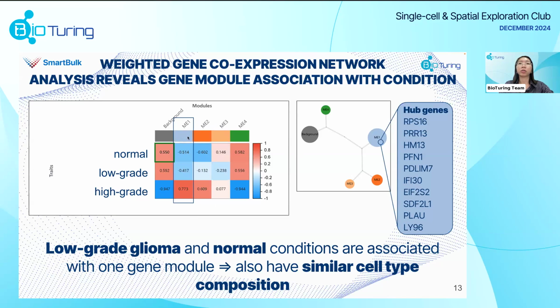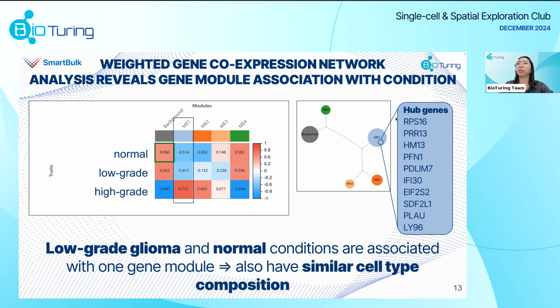And with those modules, you can also associate them with a known phenotype or a known trait from your data set, and see what kind of modules and what kind of hub genes you can identify from each of those modules. So from the WGCNA analysis, it was able to identify 4 different modules. And when I associated it with the condition, I noticed that module 1 was very highly associated with my high-grade tumor. And if I were to look into some of the hub genes for module 1, you can see them over here listed on the right-hand side.